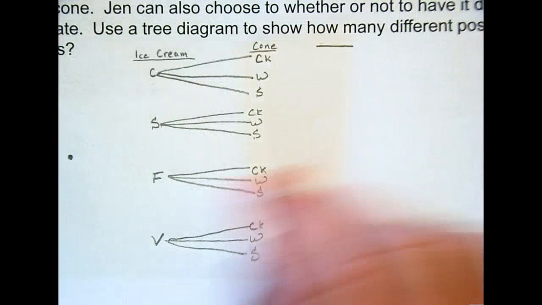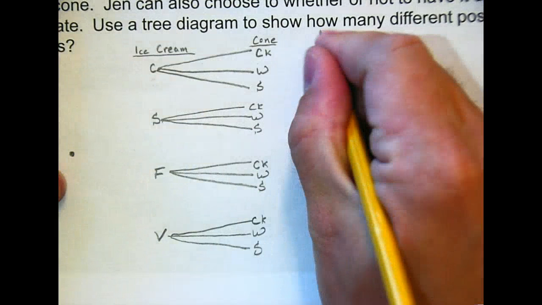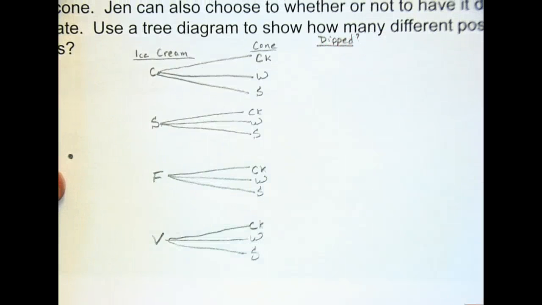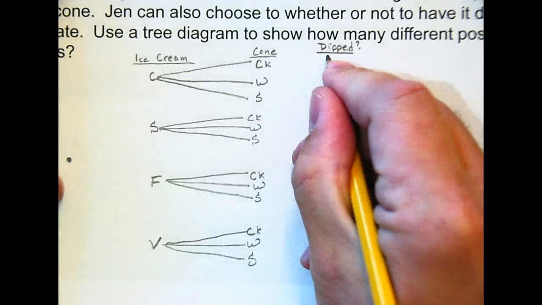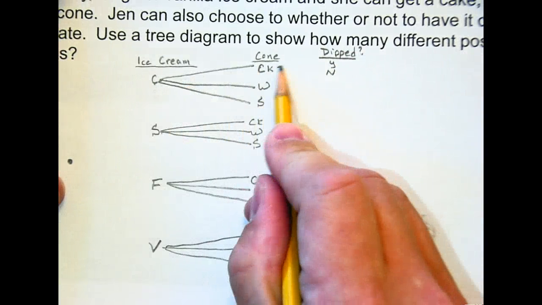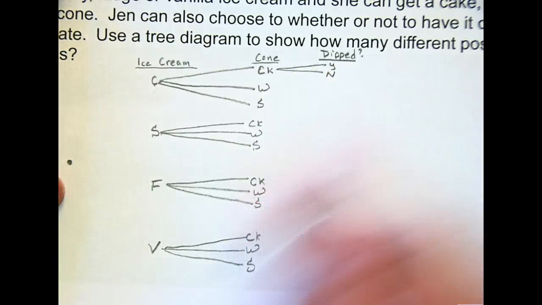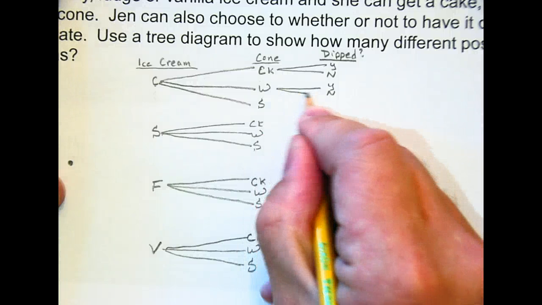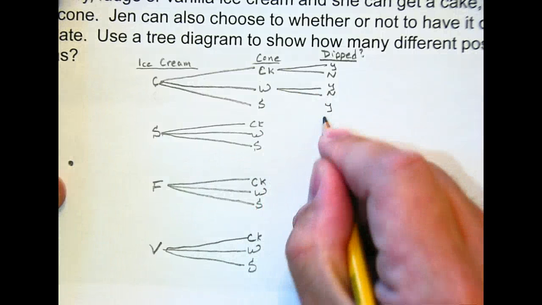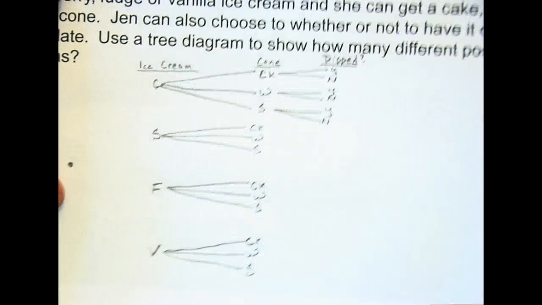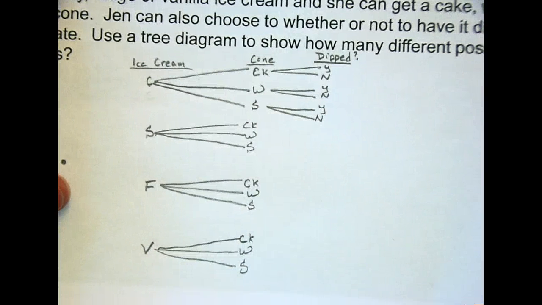So you can also then have it dipped or not. And the title there I'm just going to use is dipped, question mark. And then it's either yes or no. So if I choose chocolate in a cake cone, it could be dipped. It might not be dipped. So once again, yes, no. In a waffle cone, could be, maybe not. And then yes, no. Sugar. Now this is why you should really spread things out, because notice how cramped my stuff's starting to get.